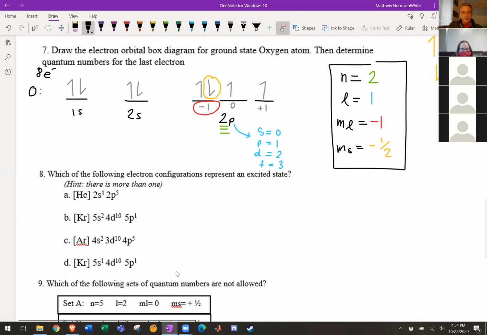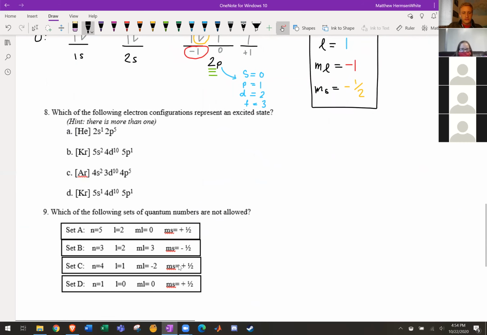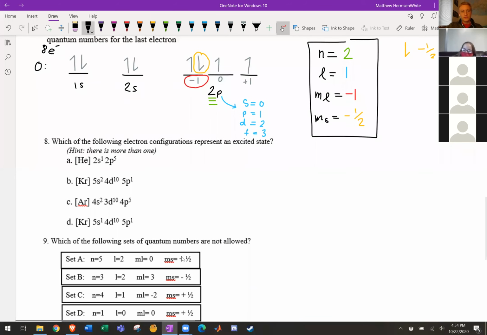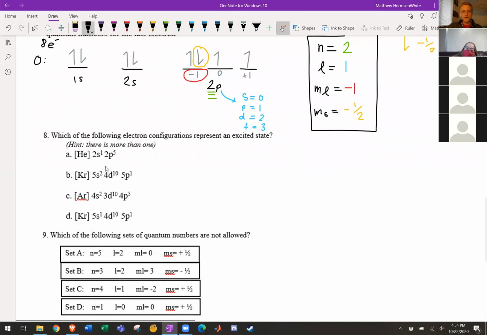I will leave up number 7, and I have 2 more questions on today's review, both of which are really common multiple choice questions. Number 8 is about excited states, and number 9 is which quantum number sets are allowed and which ones aren't. Let me give you a quick review on excited states. If you already know, then feel free to start working.